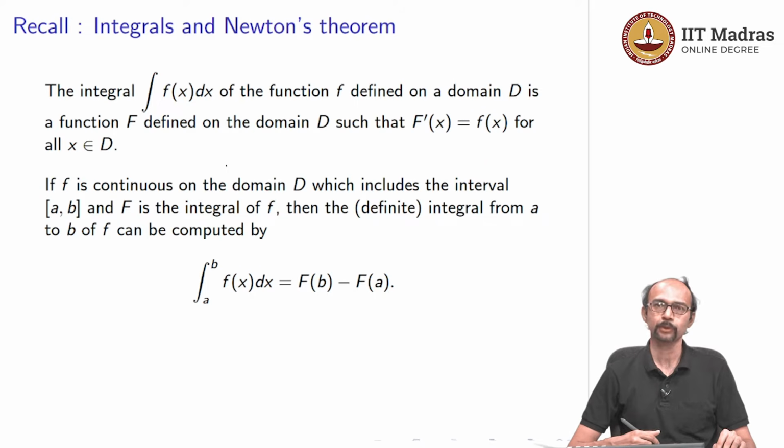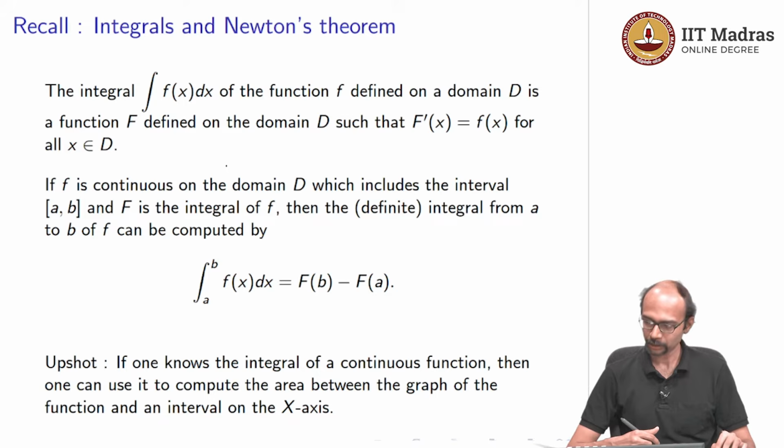So, this was one part of Newton's theorem, and this gave us a handle on how to compute integrals. Namely, you find the indefinite integral or the antiderivative of your function little f, and then evaluate it at b and a and take the difference of the two. So, this was the method. We saw a few examples in the previous video. The upshot is that if one knows the integral of a continuous function, by integral of course we mean the indefinite integral, then one can use it to compute the area between the graph of the function and an interval on the x-axis. This is the upshot of what we have done.